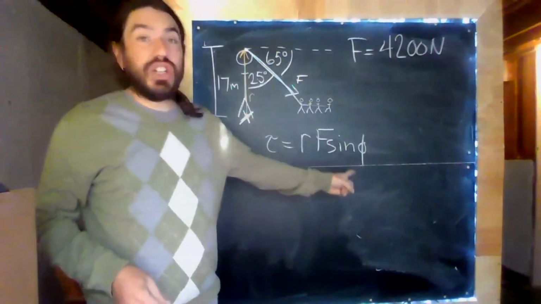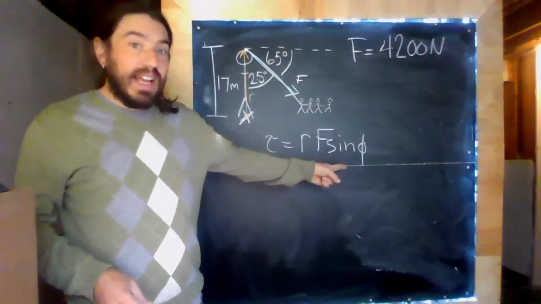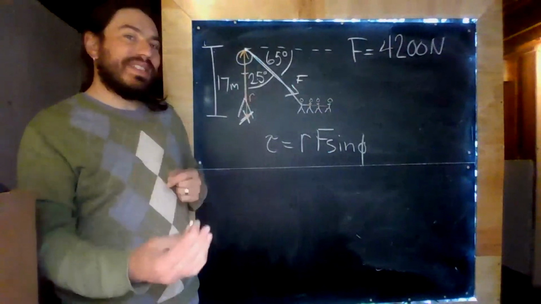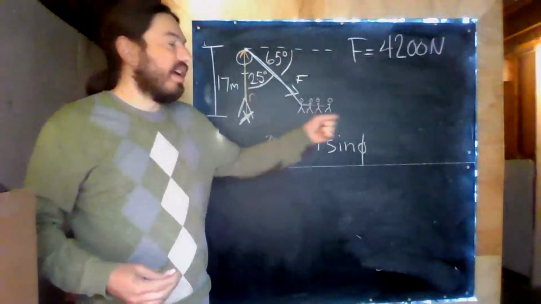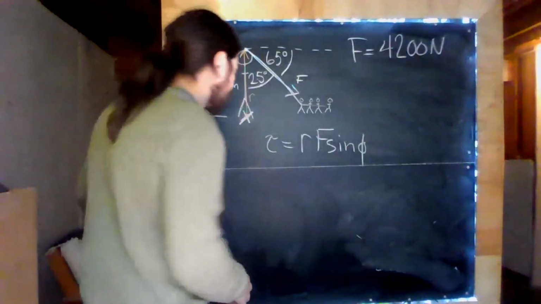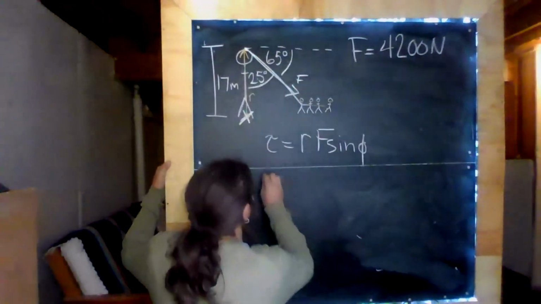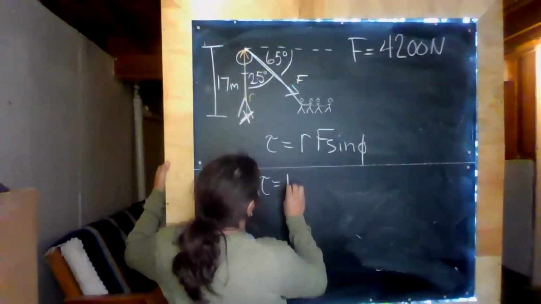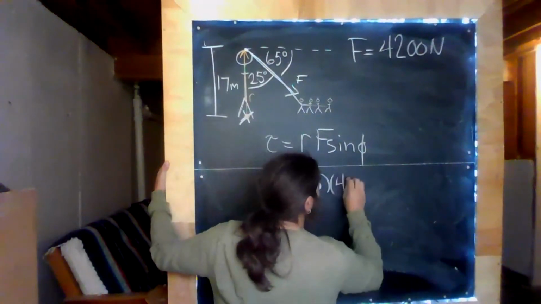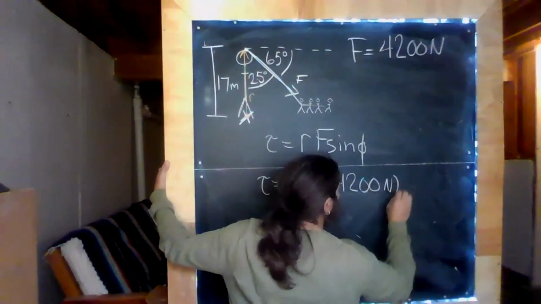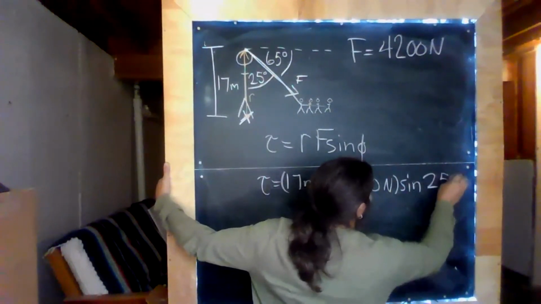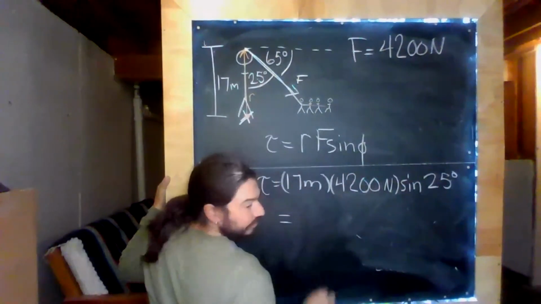Again, it's because of the definition here. This is phi, it's the angle between R and F. So it's really important that you draw your picture, you identify R, you identify F. Phi is the angle between those two. Now we can just crank through. R is 17 meters. F, 4,200 newtons. Sine of 25 degrees.